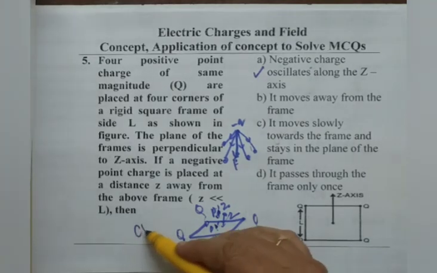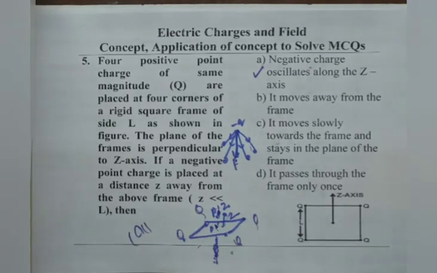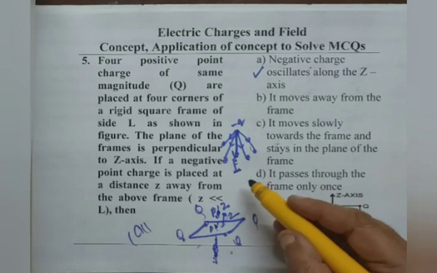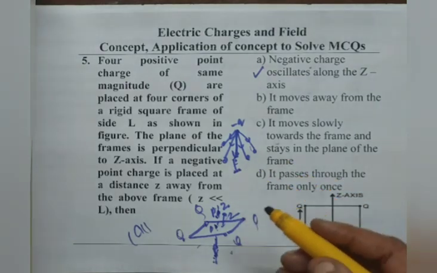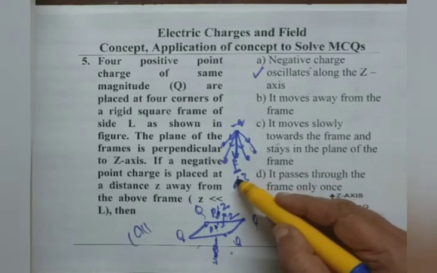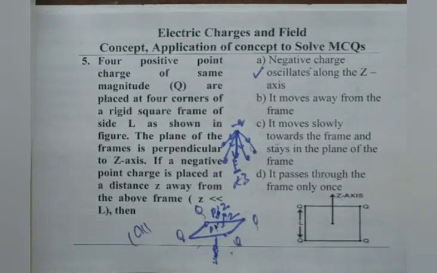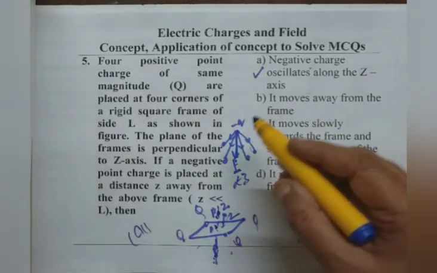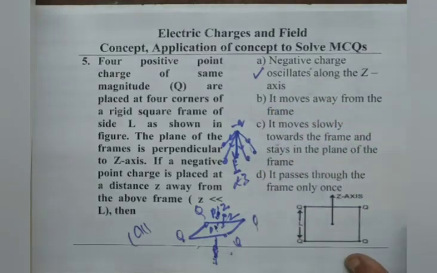Option A is right. But not only that, it can be made more tricky at level 3 by asking whether this is an SHM or not. For that, we need to prove the net force is proportional to minus z. In one of the previous classes, we also did that. If that is the case, then this is SHM, otherwise non-SHM oscillation. But here, for the CET case, it is oscillation only.